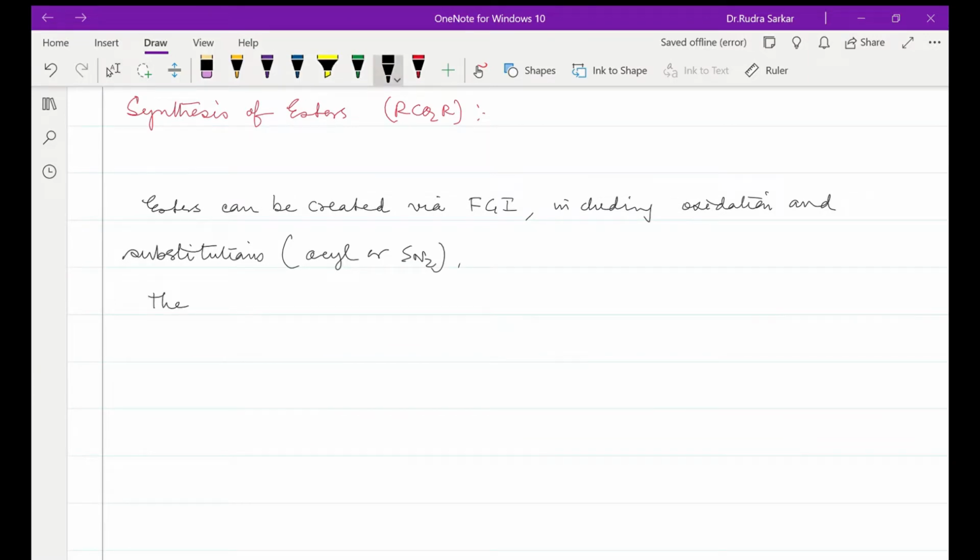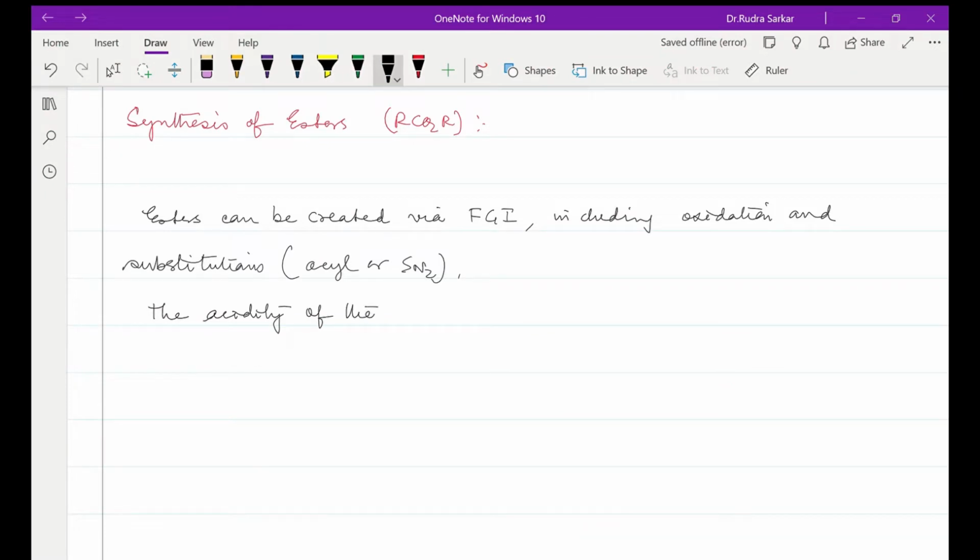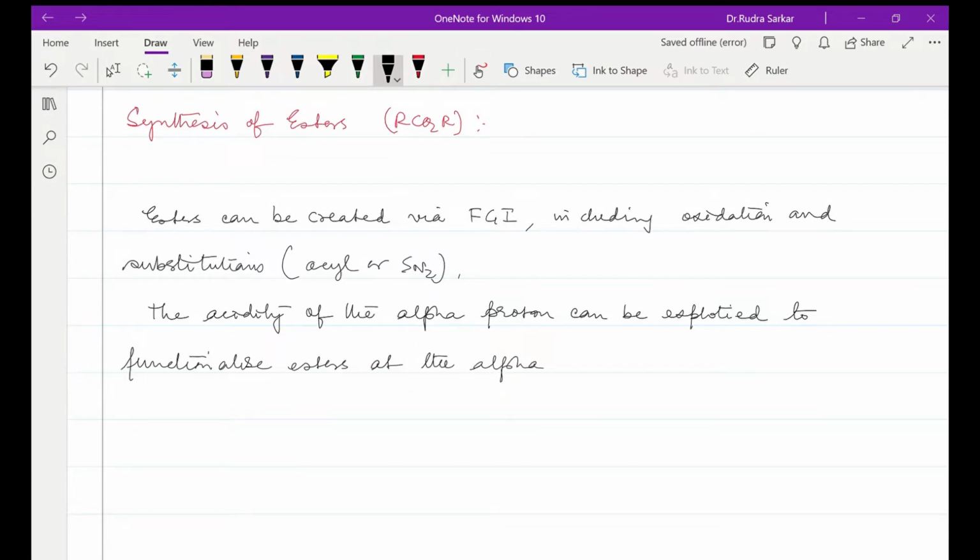Even one can achieve this. The acidity of the alpha protons can be exploited to functionalize esters at the alpha carbon. Okay.